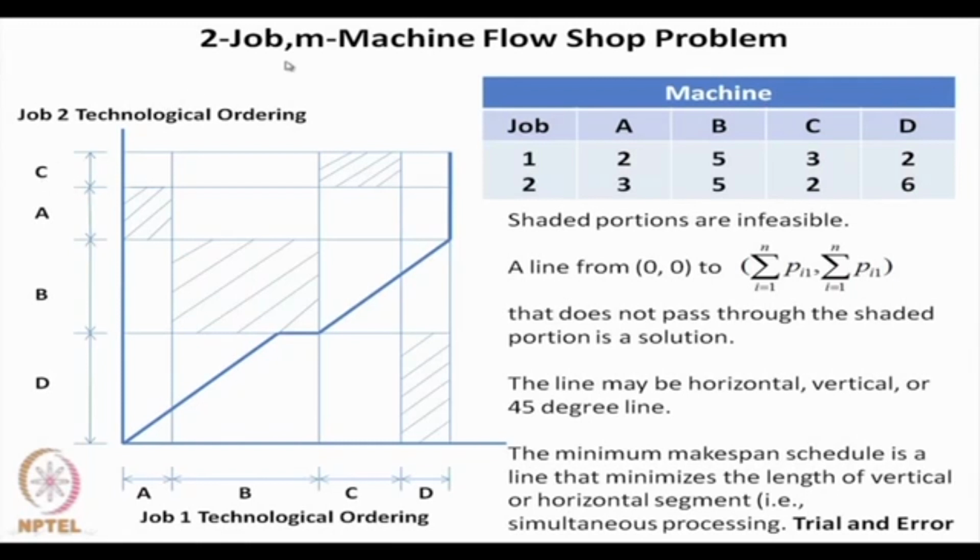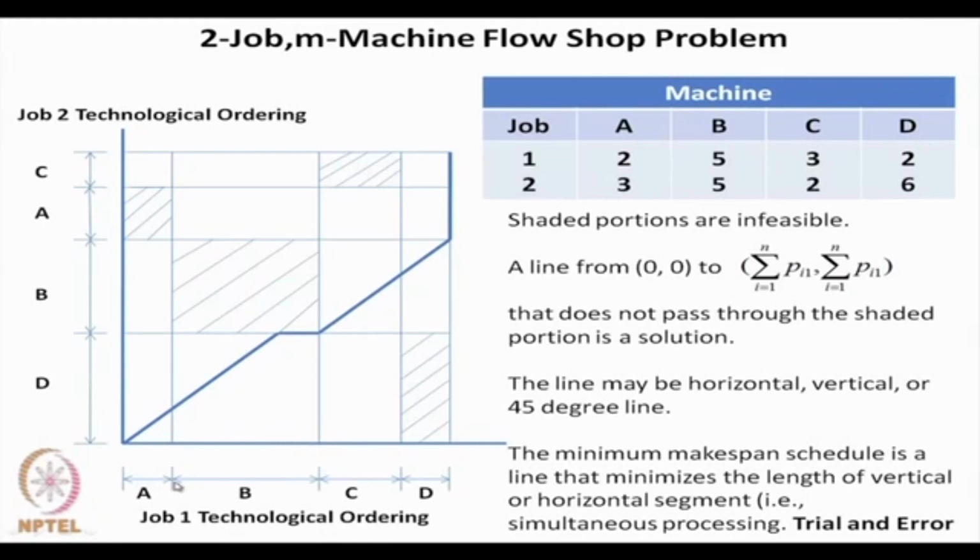This is known as a 2 job M machine flow shop problem. Normally I have shown this in the form of a diagram. The x axis shows the time for job 1 and the y axis shows the time for job 2. Now, for job 1 the sequence is A, B, C, D.